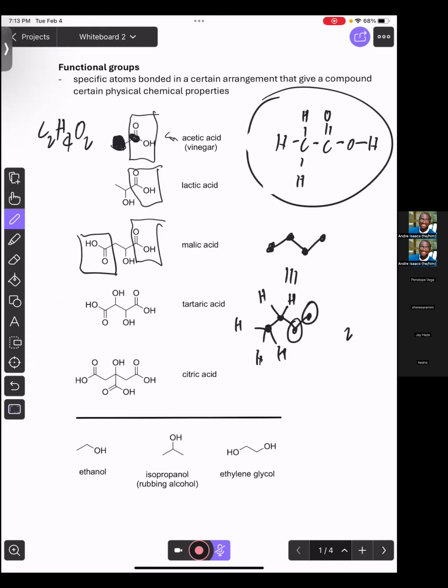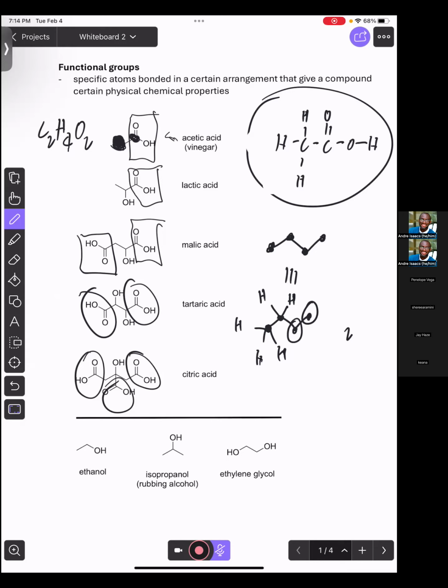2 carboxylic acid units. There they are. Okay. And how many are in citric acid? 3. Very nice. So we see 1 here, 1 here, 1 here. So what you have all done just now is that you were able to look at all these molecules and identify a unit we call a carboxylic acid unit.